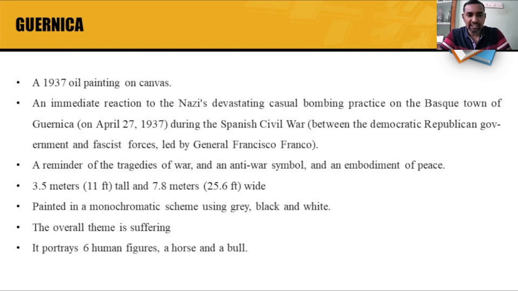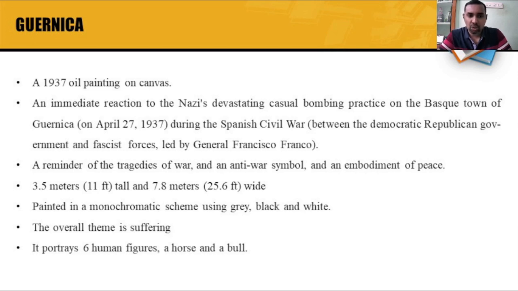As the painting reflected some of the horrors associated with war, it has come down in history as a monumental artifact that acts as a reminder of the tragedies of war and also acts as an anti-war symbol and an embodiment of peace. The painting is 3.5 meters, which is almost 11 feet tall, and 7.8 meters, which means it is almost 25.6 feet wide. It's pretty enormous when compared to the paintings that we discussed earlier.